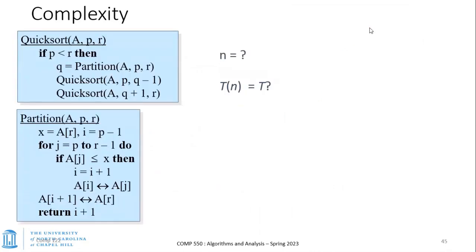And now let's take a look at the complexity. Okay. So how would we analyze the complexity? Well, we start off with defining T of n. And before that, we need to define what is n. So we start off at the quicksort level. What is n going to be? N is the number of elements in that array. How many is that?